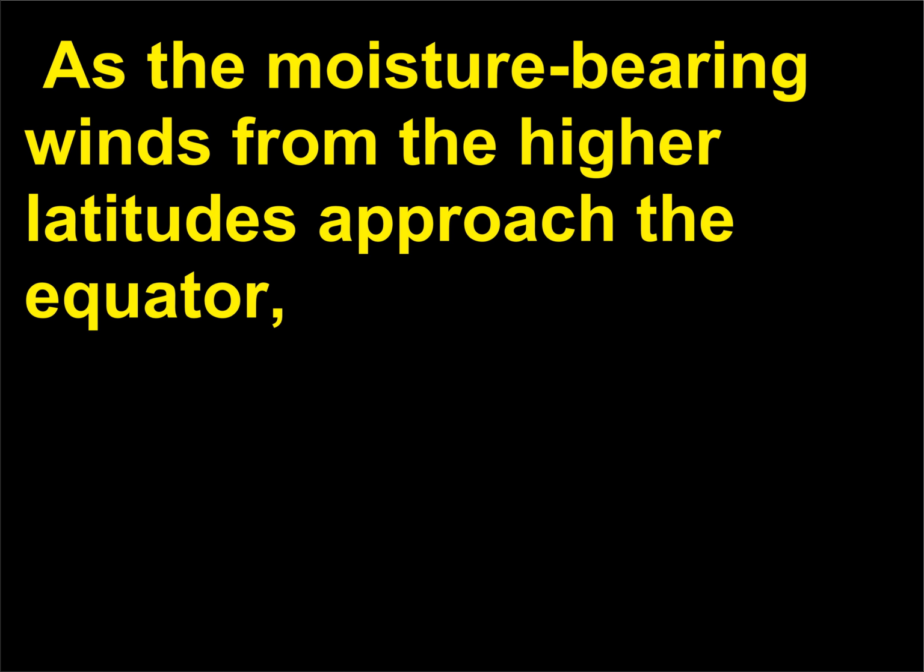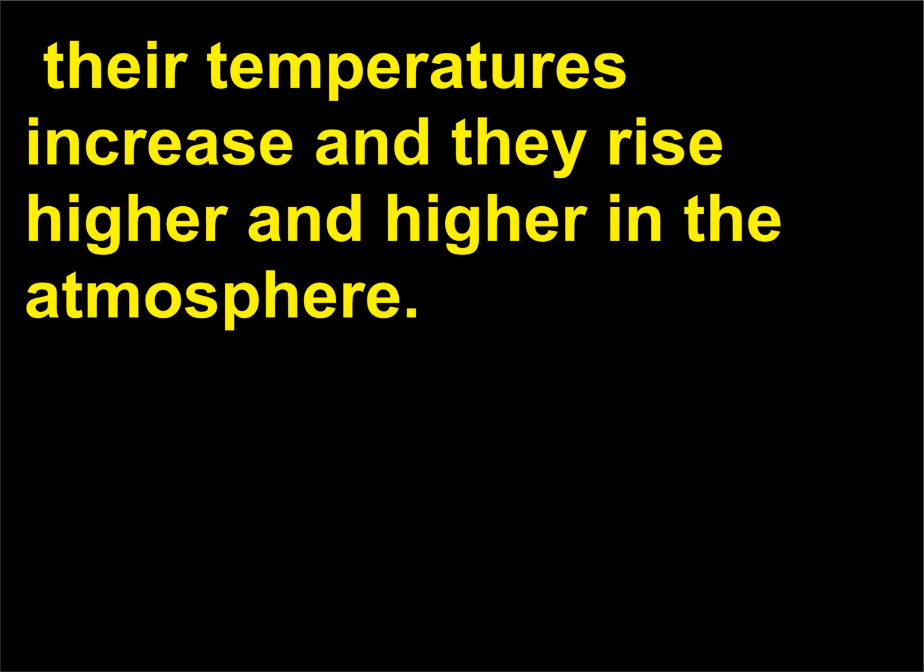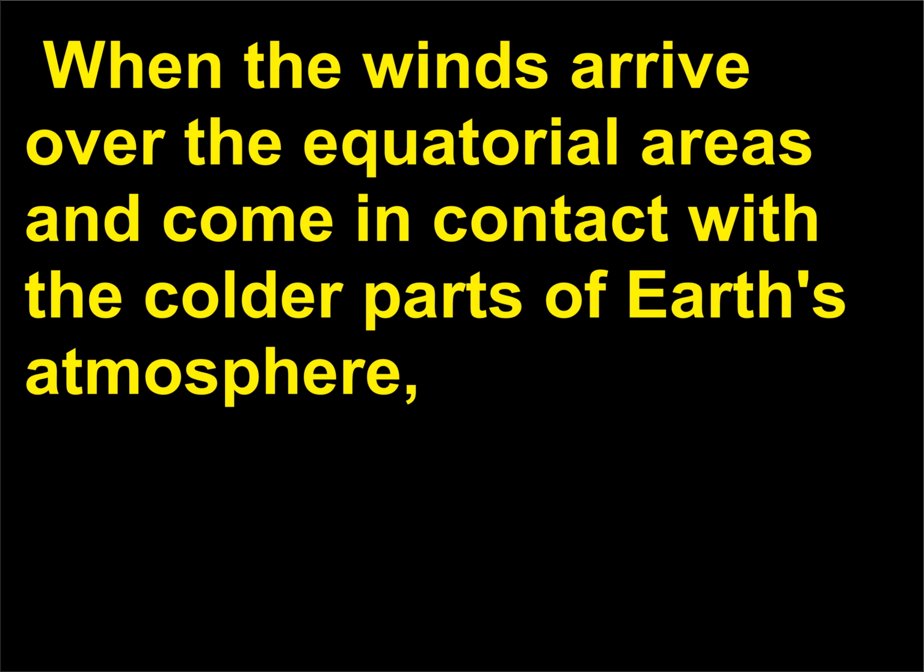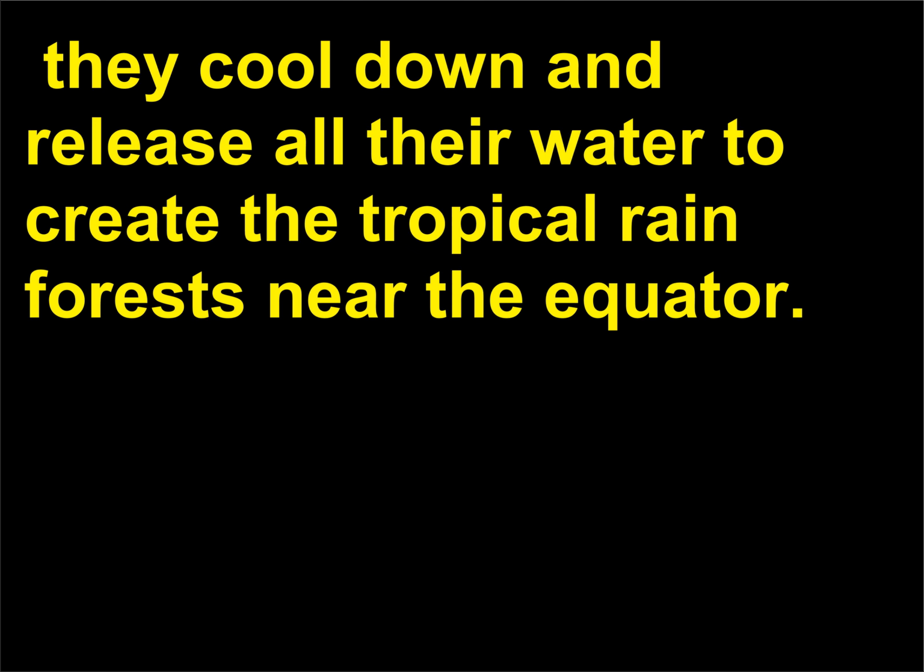As the moisture-bearing winds from the higher latitudes approach the equator, their temperatures increase and they rise higher and higher in the atmosphere. When the winds arrive over the equatorial areas and come in contact with the colder parts of Earth's atmosphere, they cool down and release all their water to create the tropical rainforests near the equator.